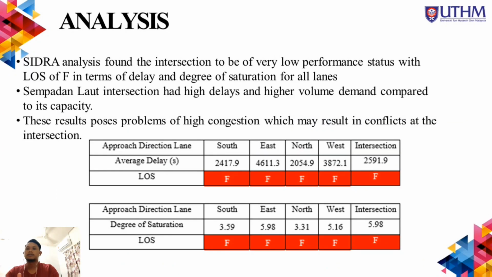Once all relevant intersection data were obtained and inputted, they were processed and analyzed by the SIDRA software. The results showed that the observed Sempadan Laut intersection at the peak hour of 5 in the evening had a severely low level of service, both in terms of delay effects and degree of saturation. This meant that the intersection was heavily congested as well as having higher volume demand than its capacity could currently hold. The risk of conflicts can potentially occur with such a low condition as F level of service, as can be seen from the tables shown.